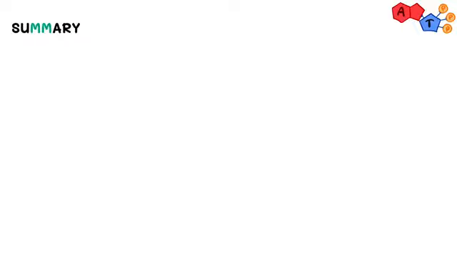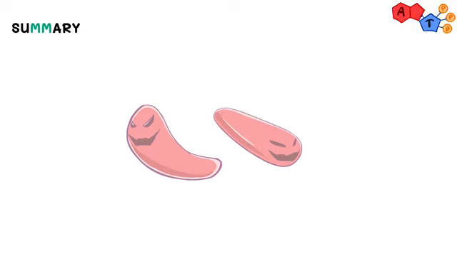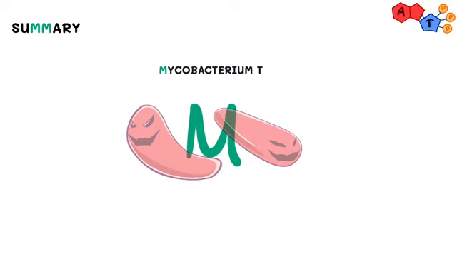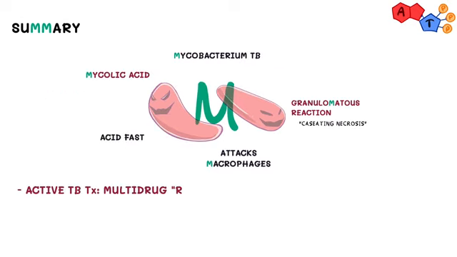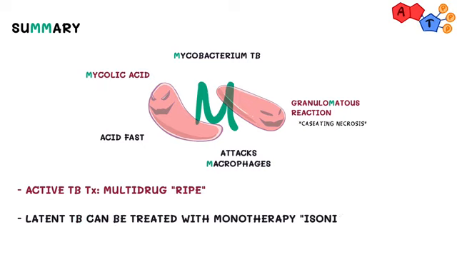Alright, to sum it up. Today we talked about TB. Remember the letter M. It has a cell wall made of mycolic acid, remember acid-fast. It infects macrophages, so it's intracellular, and it leads to granulomatous reaction. And finally, active TB is treated with multi-drug regimen, while latent TB is treated with isoniazid monotherapy.